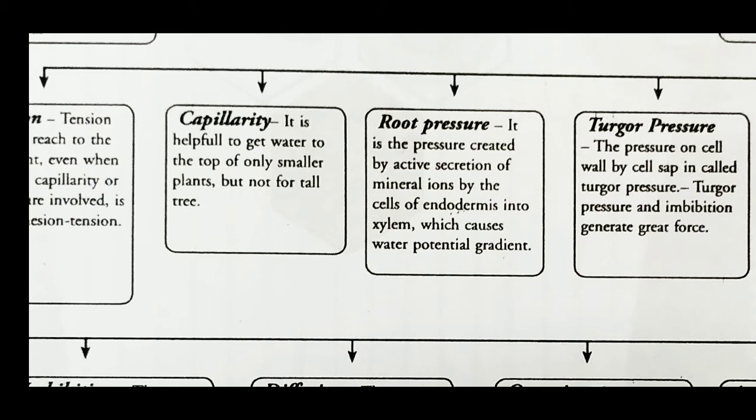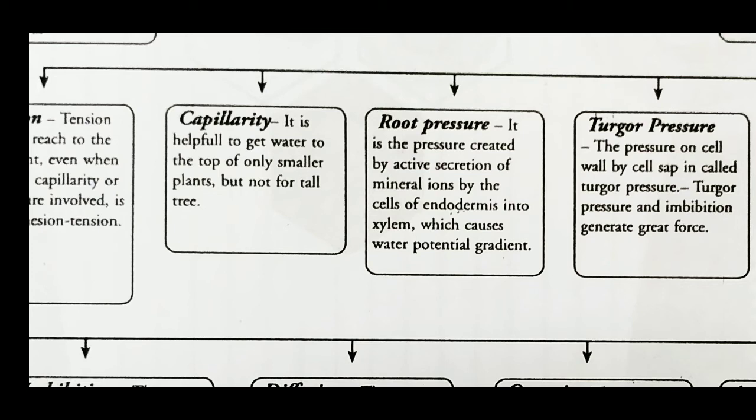And we see root pressure. It is the pressure created by active secretion of mineral ions by the cells of the endodermis into the xylem, which causes a water potential gradient. Here 3 words are used. Water, which we are learning how it is being transported. Potential is the potential energy inside the water molecules, and then there is a gradient, which is the quantity of those particular molecules.